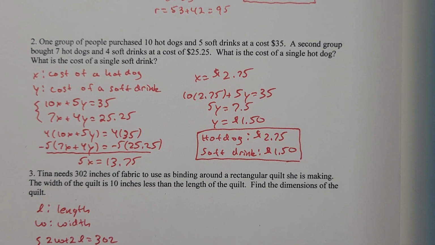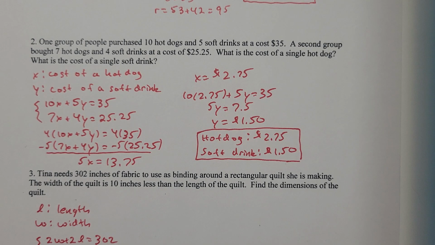Now keep in mind also that these are real life problems, right? And sometimes I see weirdo answers, like it's going to cost $1 million for one hot dog, or it's going to cost -2 cents for a soft drink, or something weird like that. You're not going to get these weirdo numbers. So $2.75 for a hot dog and $1.50 for a soft drink sounds totally normal, right? In fact, that's the right answer there.